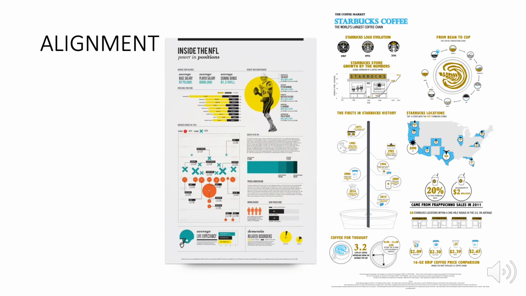Alignment is lining up graphics and text to create a sense of order. As I mentioned before, I lined up the subheaders of my logo and relationship displays, and also my time and location displays. I also lined up the bottom of my coffee for thought and coffee price comparison displays to show the ending of the section.